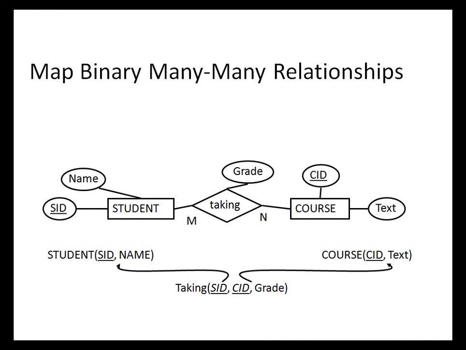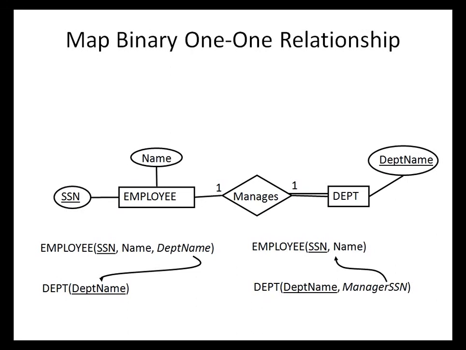Next, map binary one-one relationship. This relationship can be viewed as a special case of one-many. The process of mapping such a relationship to relations requires 2 steps. First, 2 relations are created, one for each participating entity type. Second, the primary key of one of the relations is included as a foreign key in the other relation.